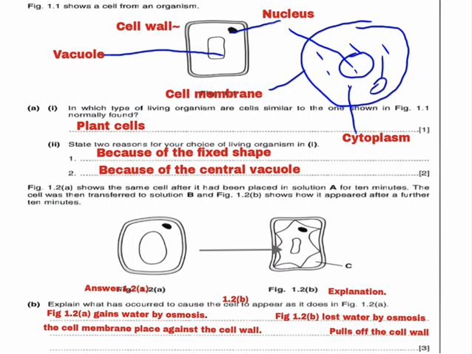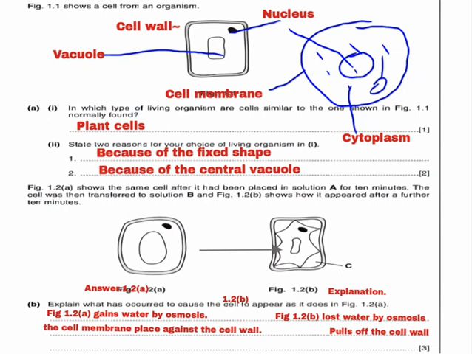So you're going to find that when a plant cell loses water by osmosis, like the cell in figure 1.2b, it is going to undergo cell plasmolysis.